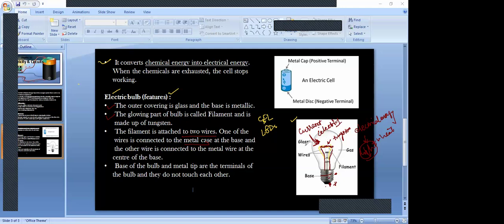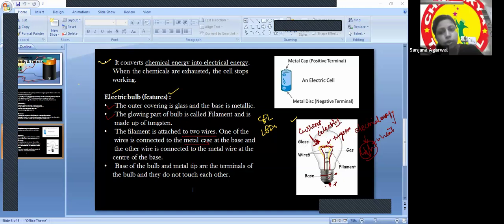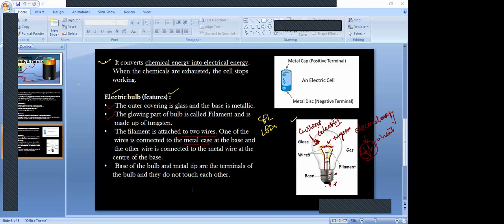Is it fine? Okay, ma'am. The filament itself is the transformation of electric energy to light energy and heat. Ma'am, the filament itself is made up of tungsten. Yes.